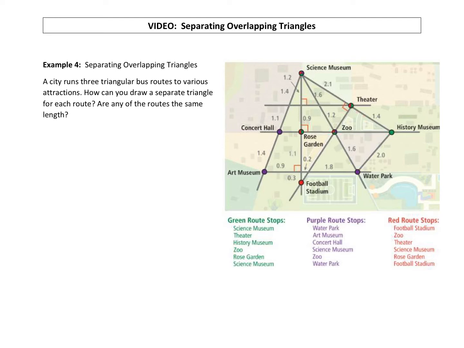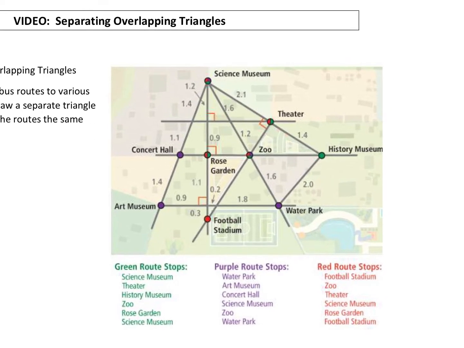All right, here's our last example. The city runs 3 triangular bus routes to various attractions. How can you draw a separate triangle for each route? Are any of the routes the same length? Okay, well, let's take a look and see what we can figure out.